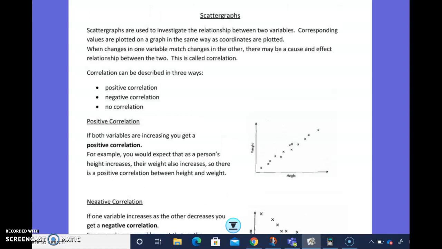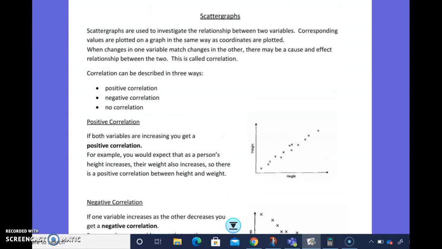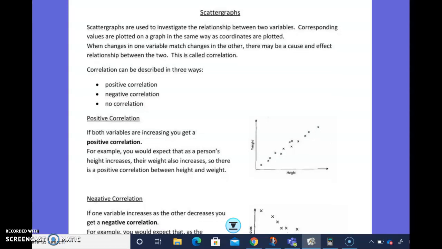Scattergraphs then are used to look at the relationship between two different variables. Values are plotted onto a graph in the exact same way that coordinate points would be plotted. And we're looking at what happens if we change one variable, what happens to the other variable. Sometimes there's a cause and effect if there's a relationship between the two. Sometimes there's no relationship at all. The relationship between the two we call the correlation. We have three different types of correlation. We have a positive correlation, we have a negative correlation, and we have no correlation.